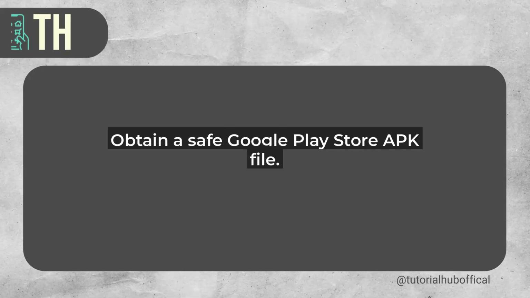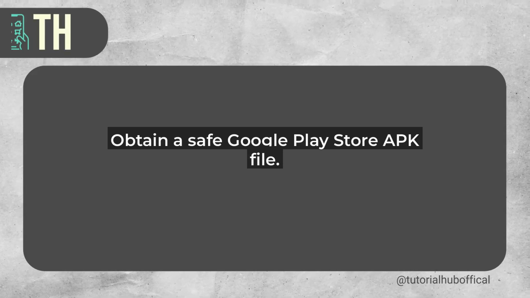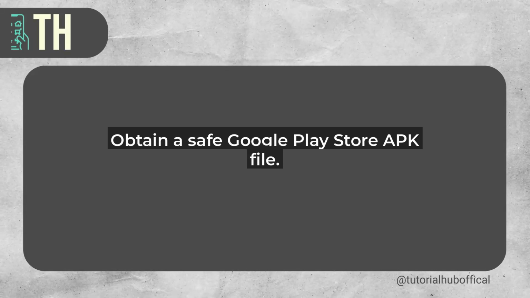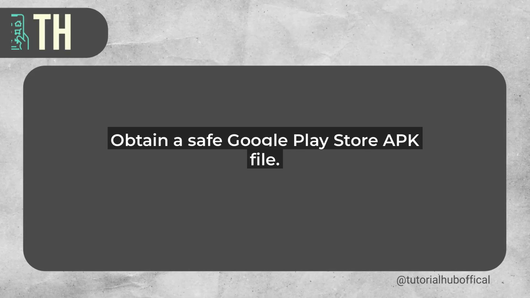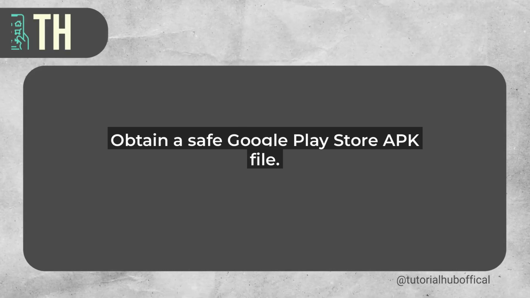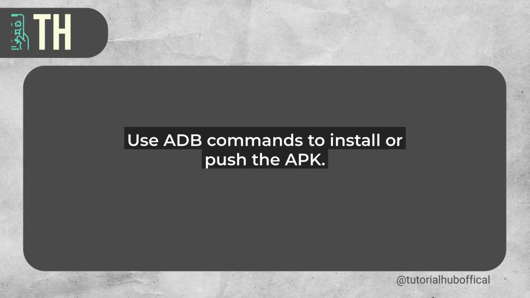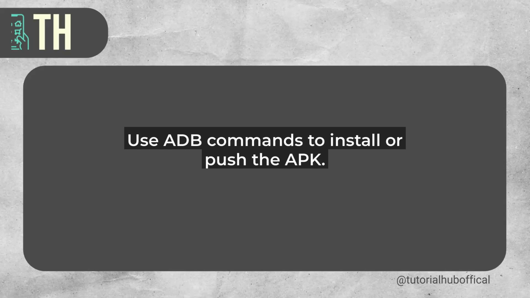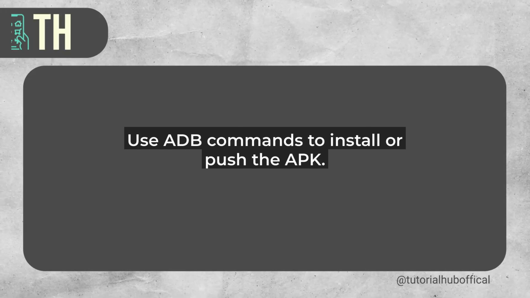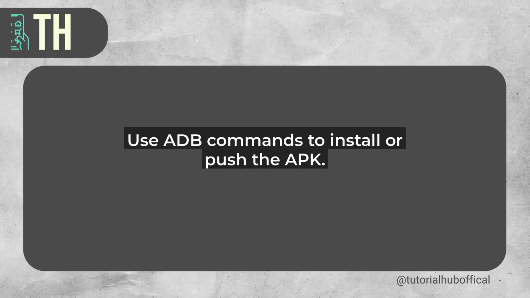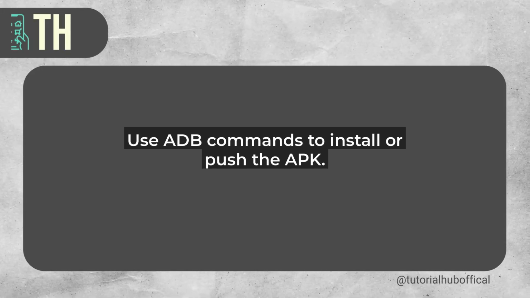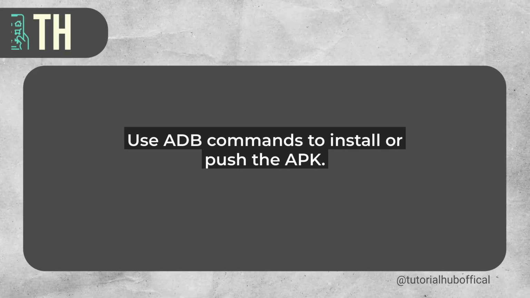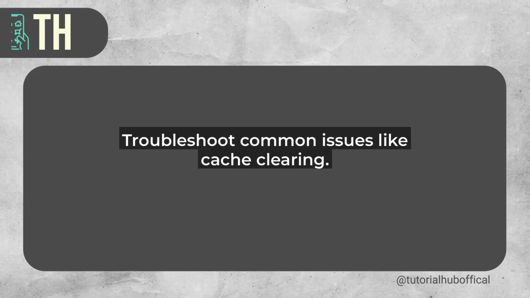To reinstall the Google Play Store, you'll need the APK file. Download a safe, verified version from a trusted source like APK Pure or directly from Google's archives if available. Once you have it, use the command adb install /playstore.apk. If that doesn't work, you might need to push it to the system partition with adb push /playstore.apk, system, priv-app. Be cautious here, root access might be required, so if your device is rooted, use an app like Titanium Backup to restore it.